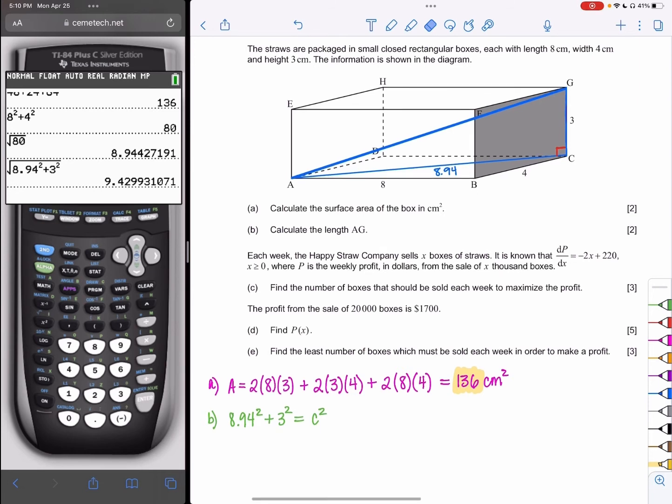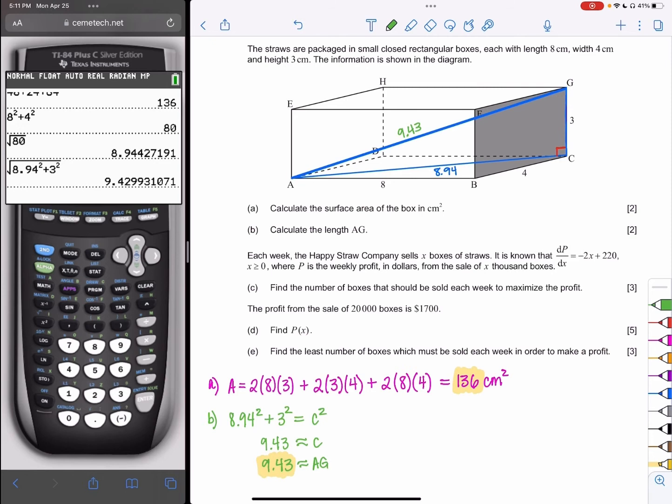So once we get that, that'll be my answer for B. Okay, and I already know, like I said, from A to G, I can basically say that that is 9.43. All right, so now, I'm going to go ahead and write that 9.43 on the picture in case I need it. So next it says, each week the Happy Straw Company sells X boxes of straws.